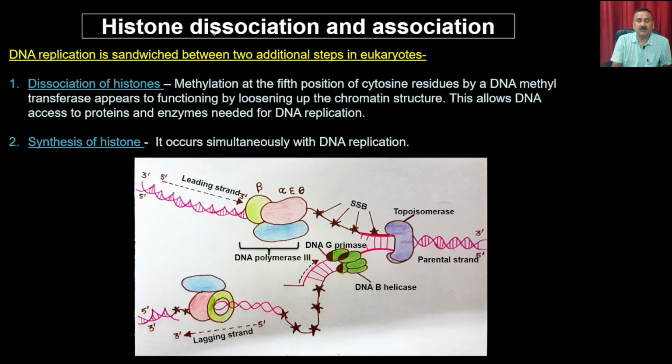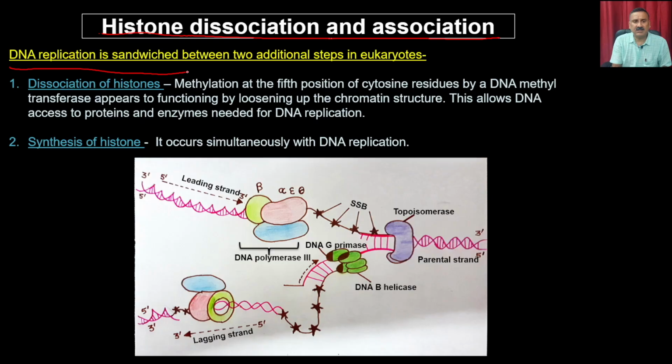So, the first thing is you have to dismantle the chromatin, so that the free DNA is available for all these activities. So, histone dissociation and then association, and all these events have to be reversed once your replication is done. Otherwise, this free DNA which is not covered with protein would be vulnerable to different types of DNases and other enzymes present inside the nucleus.